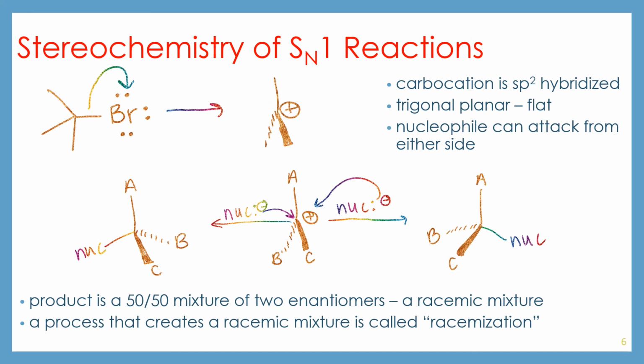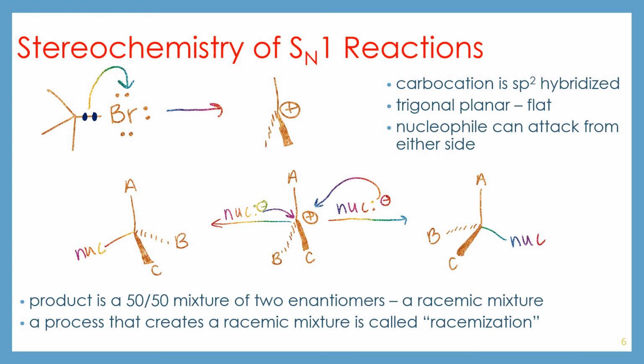So let's take a look at the stereochemistry of SN1 reactions. In an SN1 reaction, the leaving group is going to leave in the first step. So that's what's being demonstrated here: we have t-butyl bromide, and the bromine is leaving, and this gives us our sp2 flat carbocation.